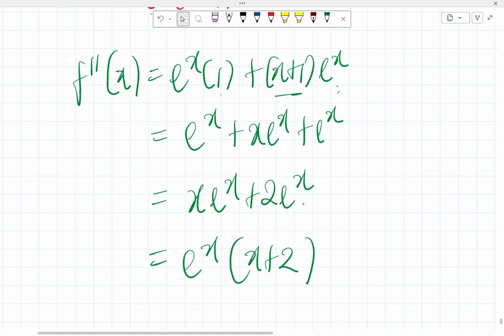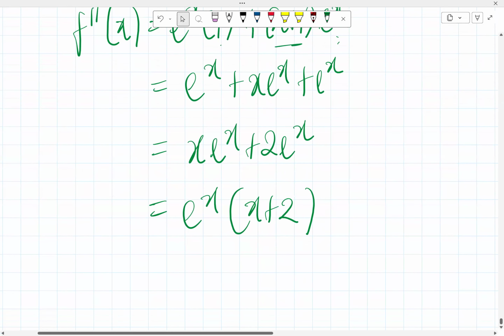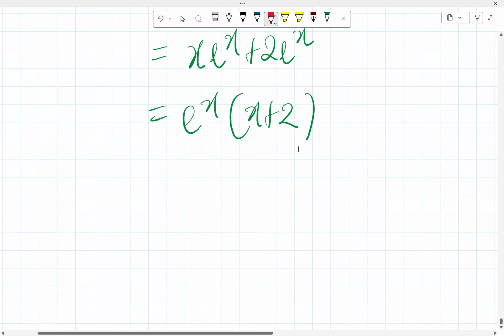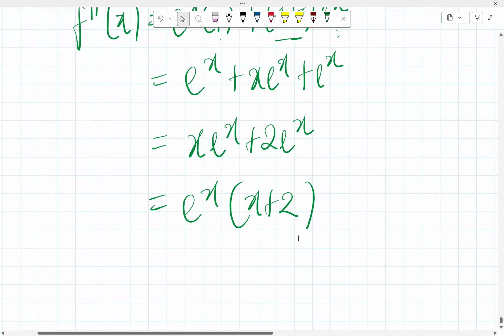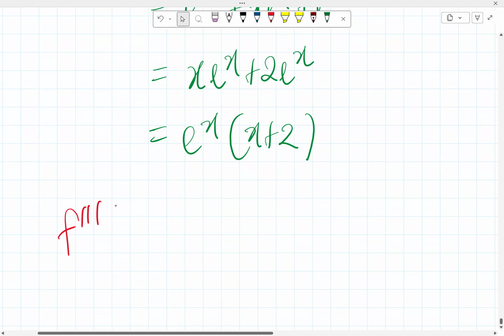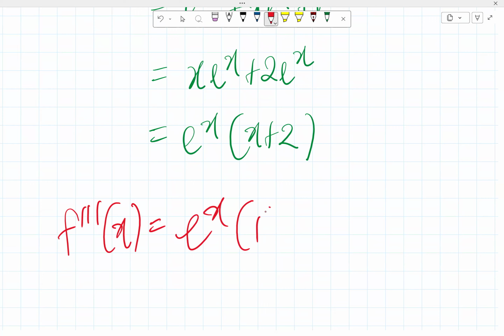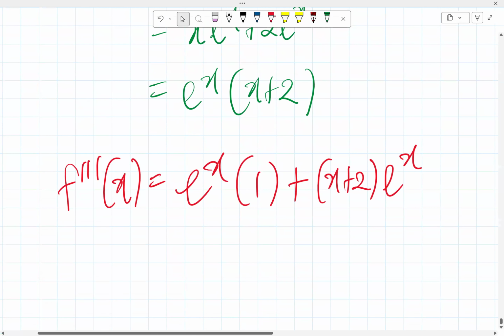Okay, I think I'm seeing a pattern here. Let's see if the pattern is always true. Then what do we have next? We have f, the third derivative of x now. That is u dv dx plus v du dx. Okay, I think the pattern is true always.